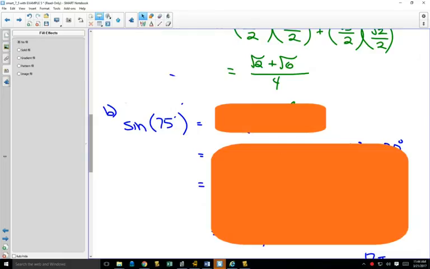45 and 30 would work. Can you come up with another one? Using your pi plate values that make 75. 45 and 30, obviously I would want everybody to use that because it's so easy to figure out. But I want you to come up with another one that adds or subtracts that gives you 75.